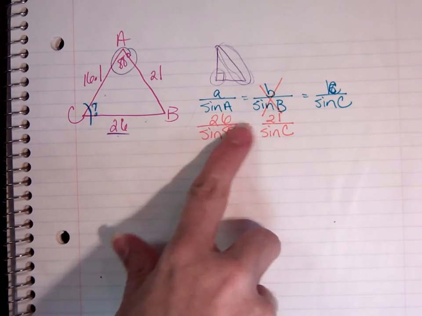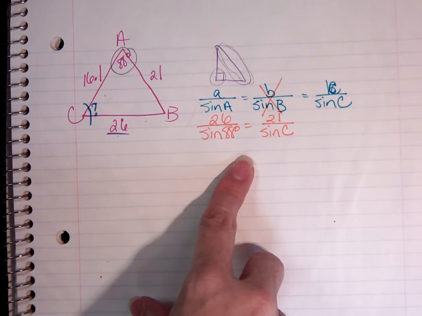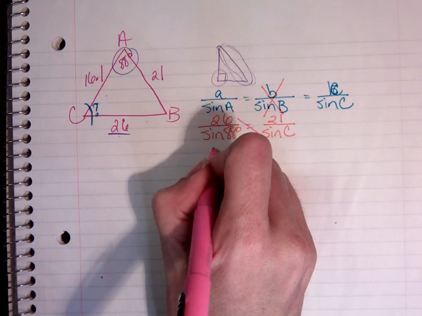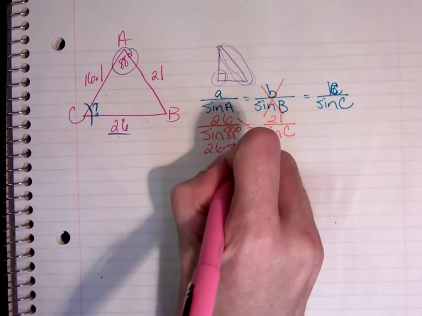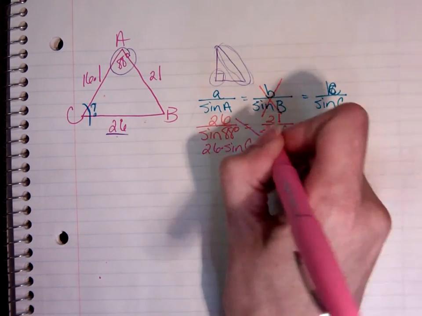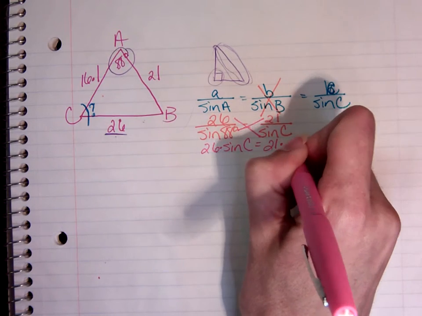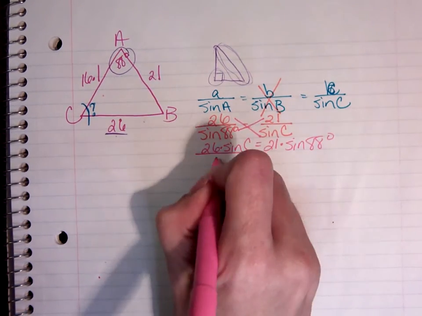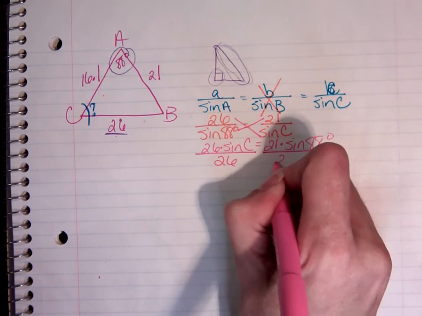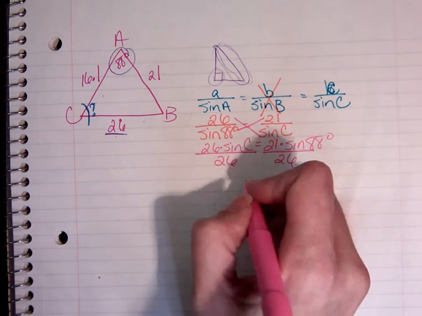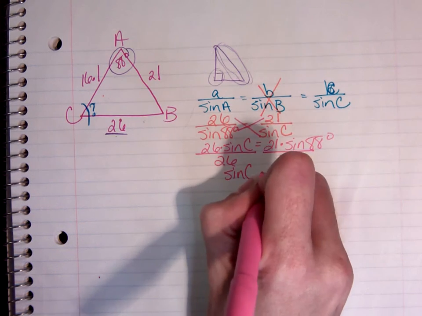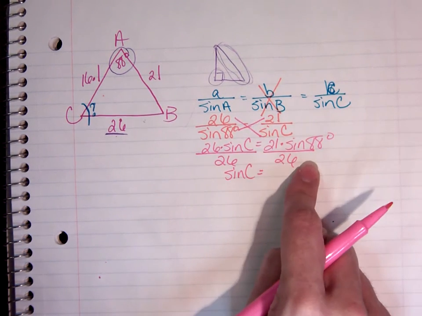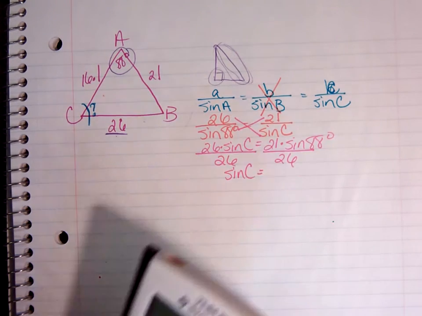Once I have my usable proportion set up, we can cross multiply, and I get 26 times the sine of C is equal to 21 times the sine of 88 degrees. Divide by 26. And I know that the sine of angle C is equal to whatever I get when I do this. So we'll pick up the calculator.